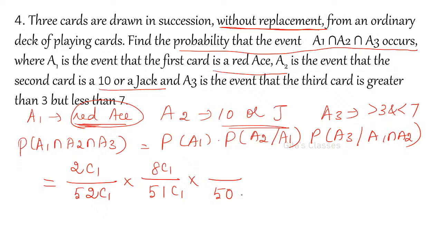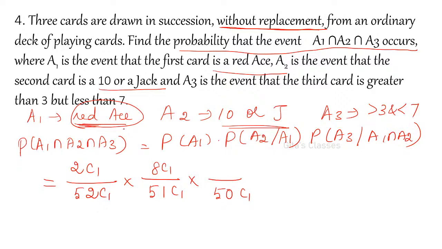How many cards are left? We are left with how many more cards? Only 50 because I have taken 2 cards. So 50C1 and what is the favorable event now? Greater than 3 but less than 7. Can you tell me how many cards are left? Can you tell me now?